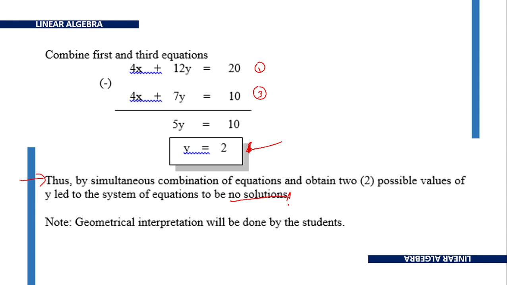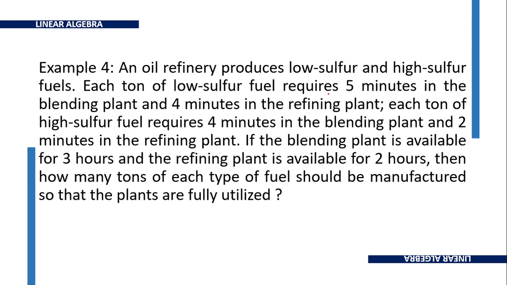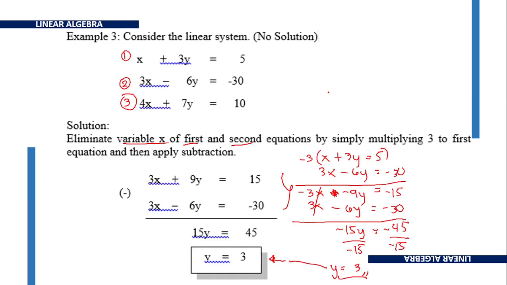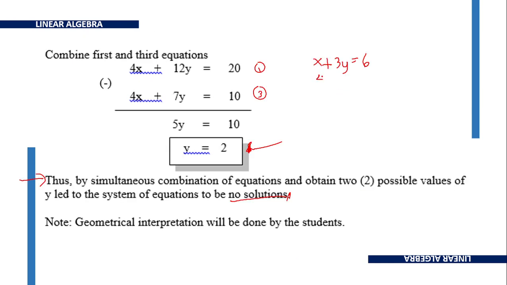Kasi nga, naging dalawa yung value. And, syempre, example nga rin siya ng no solution. So, paano naging ganito to? Paano nakuha ulit yung value ng y which is equal to 2? Balikan ko lang yung equation kanina. So, we have x plus 3y is equal to 6, and yung third equation natin ay 4x plus 7y equals 10.